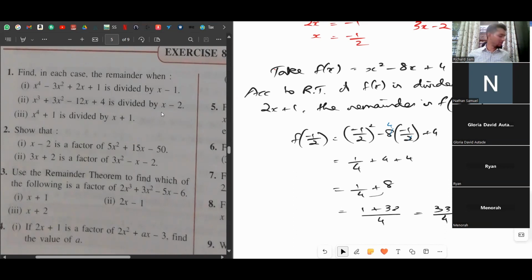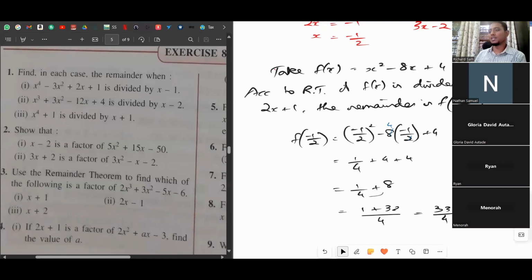Okay, in the second question, how will we get the remainder? Yeah, in the second one, how do we find the remainder? f of 2 you have to do. In the third one, how do we find the remainder? f of minus 1. You all got that, right? Okay. So these three are your homework. We're not doing it now. It's same like what we did just now. Okay. Now, coming to the next part.